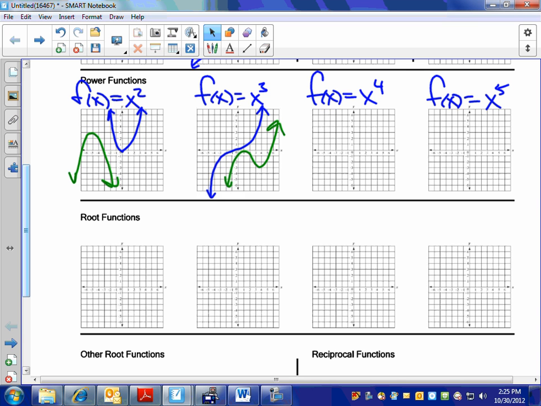If you cube something, can you get a negative result? Yeah. If you square something, can you get a negative result? No. If you take something to the fourth power, can you get a negative result? No. So it stays positive. And what it does is it kind of flattens out around 0 a little bit. And then 5 can be negative. So I exaggerated those, but we're going to investigate it on our graphing calculator here in a little bit.